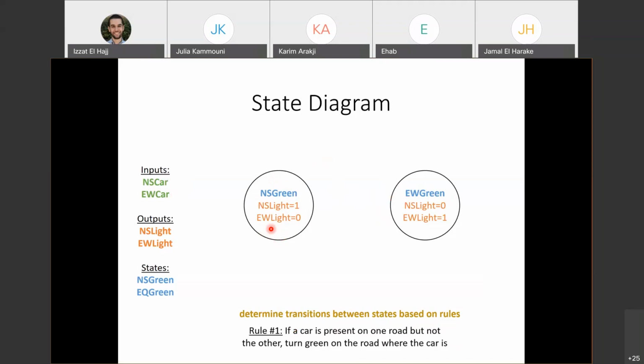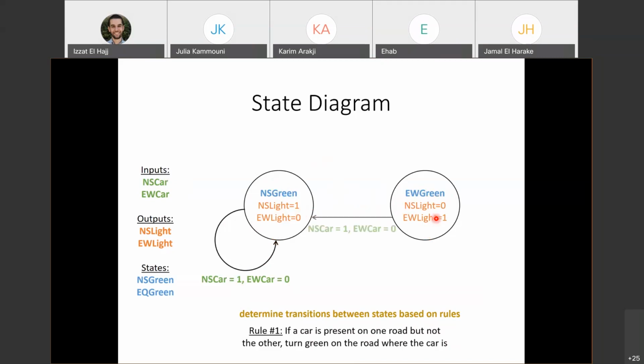You stay. Right, I stay, exactly, because we said that if a car is present on one road but not the other, we turn green on that road. So if I'm in NS green and I get a car in north-south but no car in east-west, I'm just going to stay in NS green. If my input is 1, 0, and I'm in NS green, I'm going to stay in NS green. Okay. What if I am in EW green? If I'm in EW green, and then I get NS car is 1 and EW car is 0, what do I do? Right, I'm going to transition to NS green.